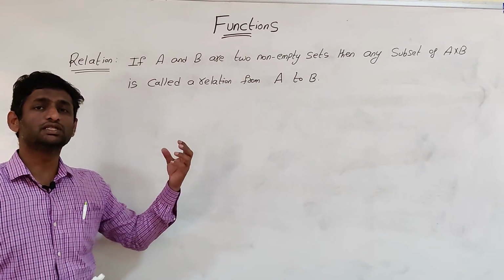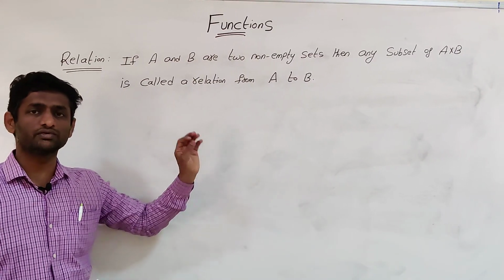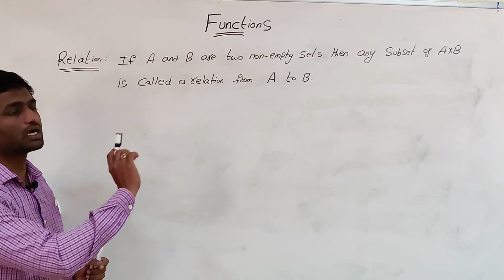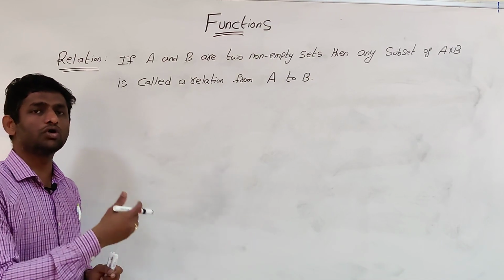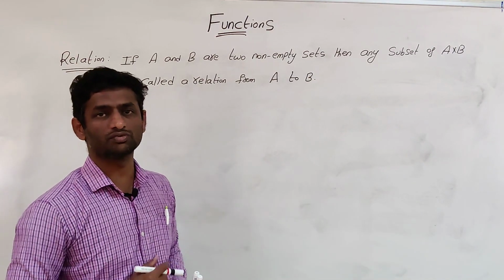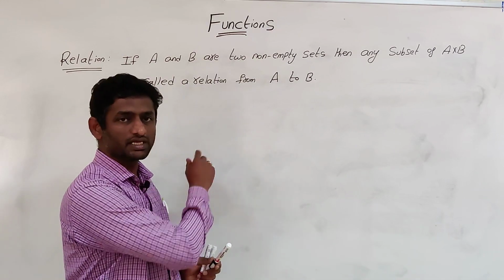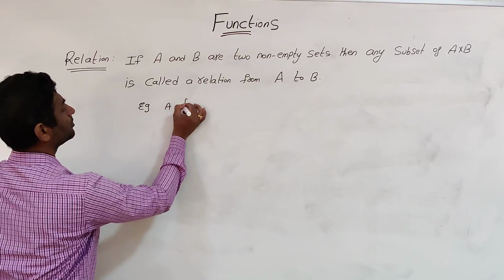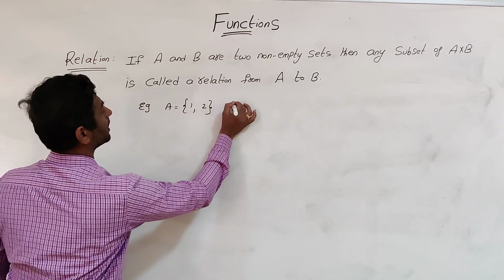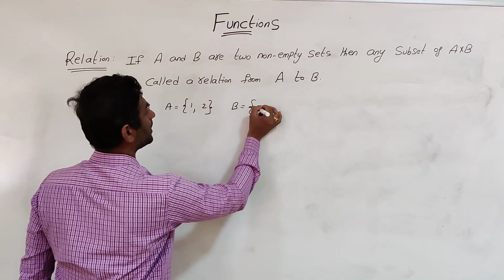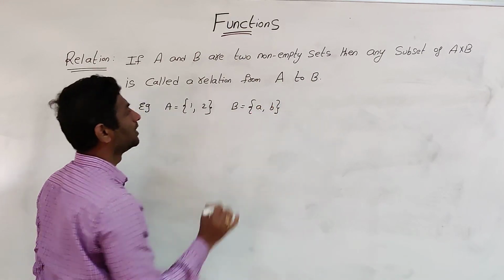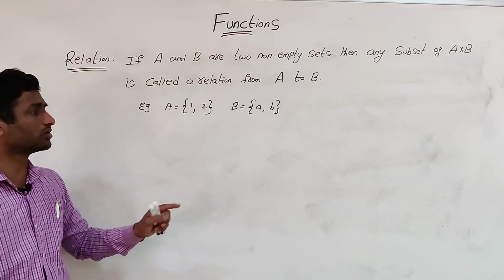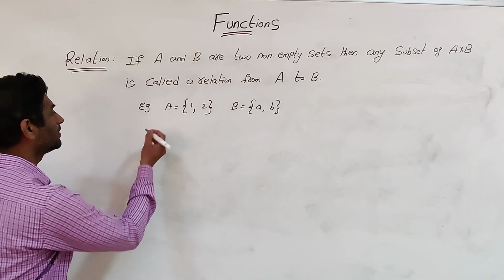And how many subsets we can form from a set, we have also seen in the previous class. Now let us take the Cartesian product and list all the subsets of A cross B. Let's take the same example: A is equal to {1, 2} and B is the set {a, b}. Then the number of elements in the Cartesian product is 2 into 2, that is 4.